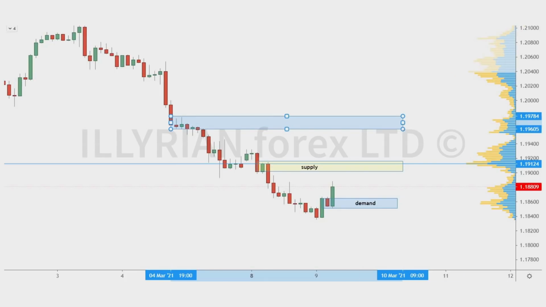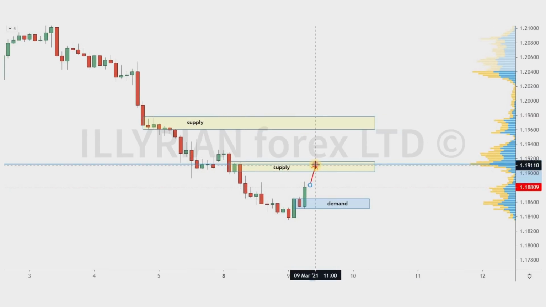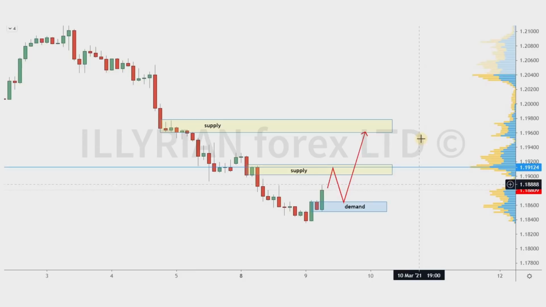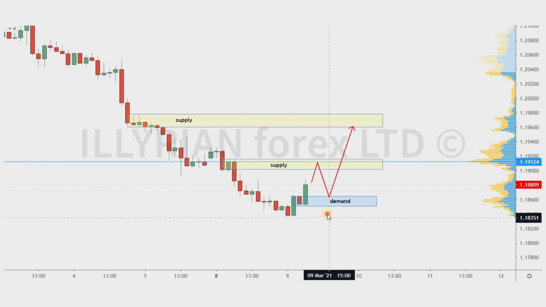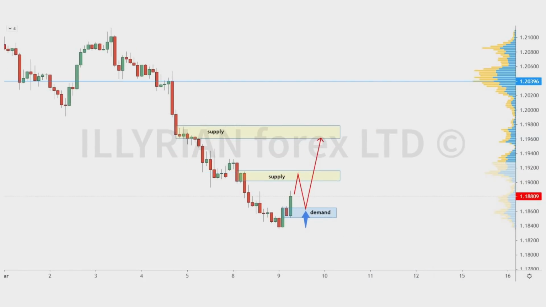Based on the price structure, we are defining the potential price direction. We expect the pullback to happen after the touch of the first supply, and then at the demand zone, we are going to look for a potential buy scenario. Target is the second supply zone.